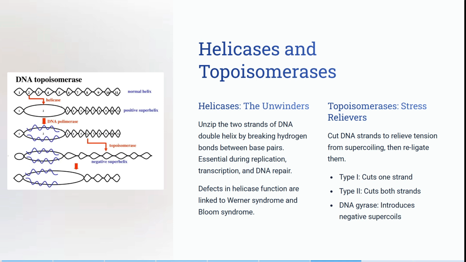In bacteria, a special topoisomerase called DNA gyrase introduces negative supercoils, which helps maintain a relaxed state for replication and transcription. These enzymes are so important that they become targets for antibiotics and chemotherapy drugs. For example, ciprofloxacin inhibits bacterial DNA gyrase, while etoposide targets human topoisomerase 2 in cancer cells.